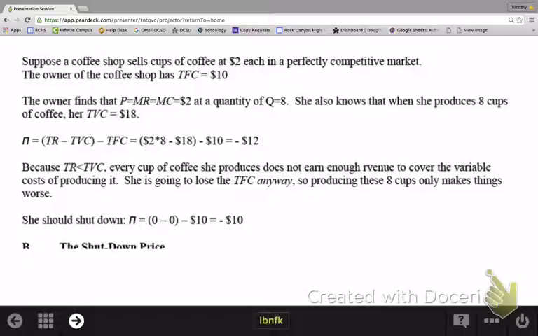Because total revenue is less than total variable cost, every cup of coffee she produces does not earn enough revenue to cover the variable costs of producing it. And she's going to lose the total fixed cost anyway. So producing these 8 cups only makes things worse for her. So in this case, she should shut down and close her business, because profit is 0 minus $10, or a negative $10.